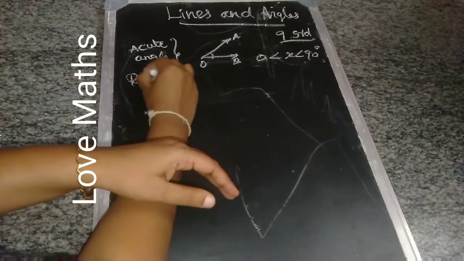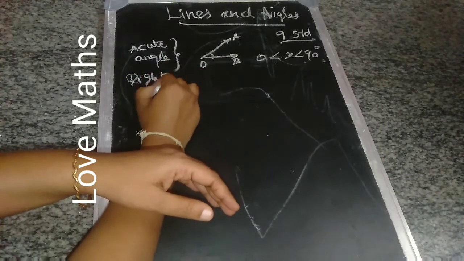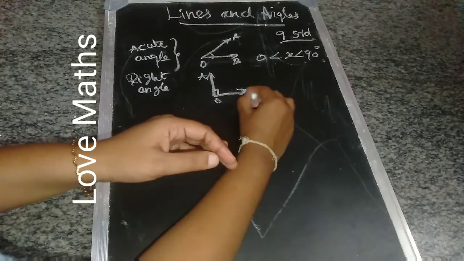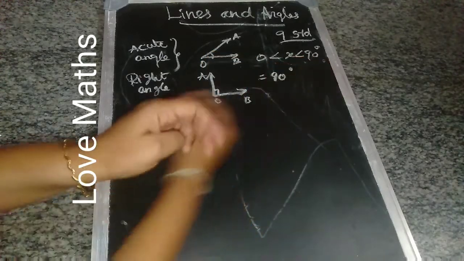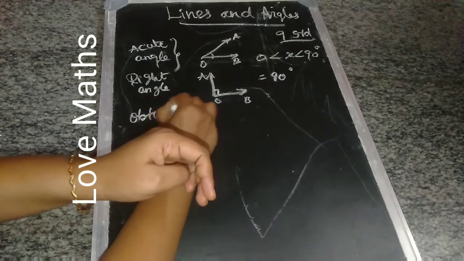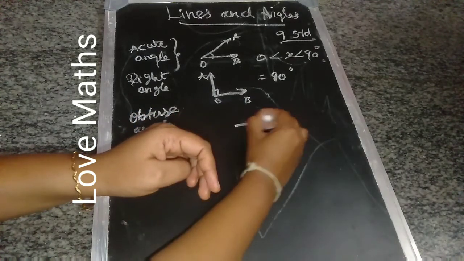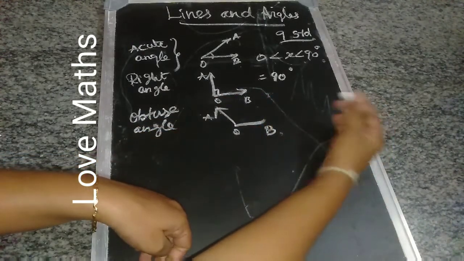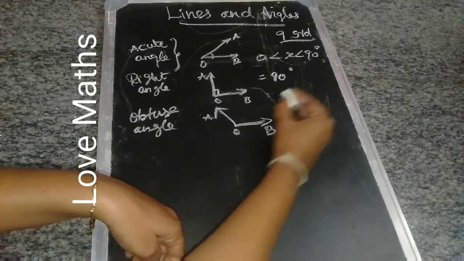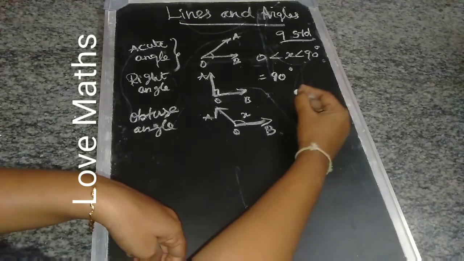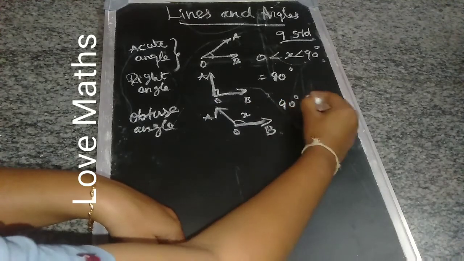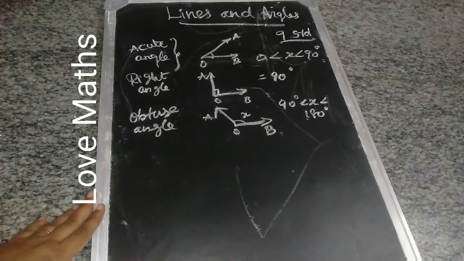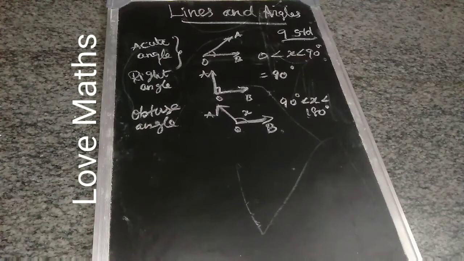Next, what does right angle mean? Right angle means it is exactly 90 degrees. This is called a right angle. Next, obtuse angle. What is meant by obtuse angle? The angle which is greater than 90 and less than 180. So this is x, where 90 degrees is less than x, less than 180 degrees. This is an obtuse angle.